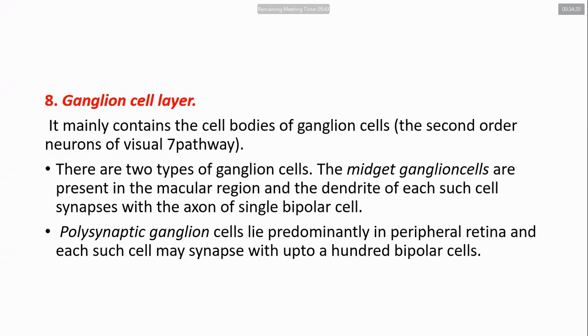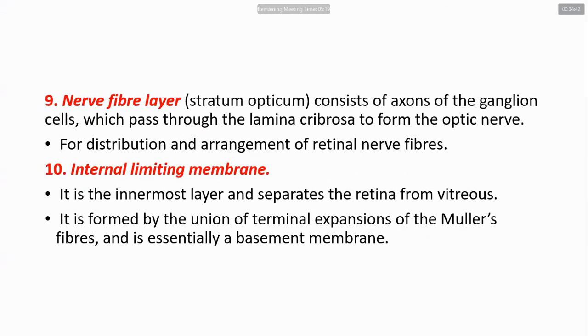And coming to the ganglion cell layer, it contains the cell bodies of ganglion cells, where the second order neuron is there in the visual pathway. And there are two types of ganglion cells. The midget ganglion cells, which are present in the macular region, and the polysynaptic ganglion cells, which are present peripherally. And nerve fiber layer, which consists of axons of the ganglion cells, which pass into the lamina cribrosa to form the optic nerve.